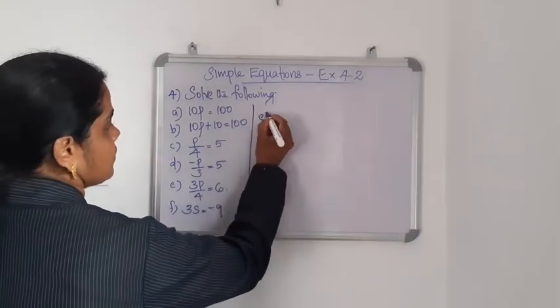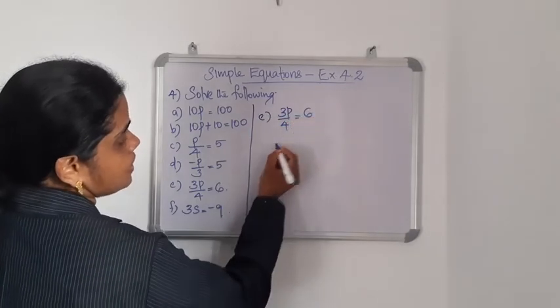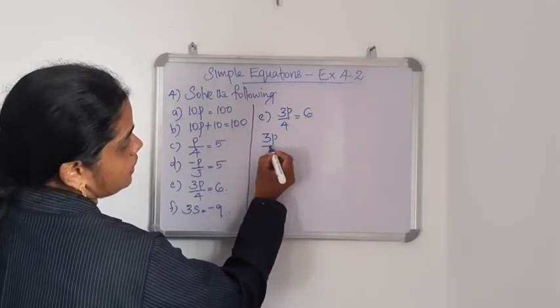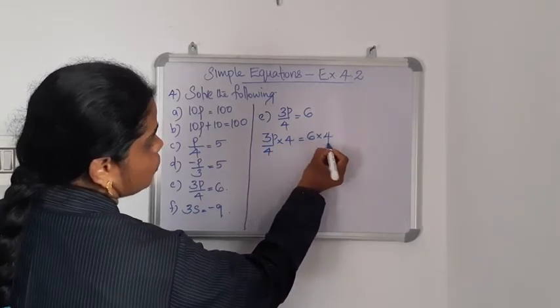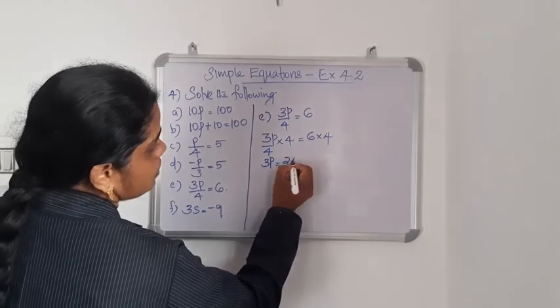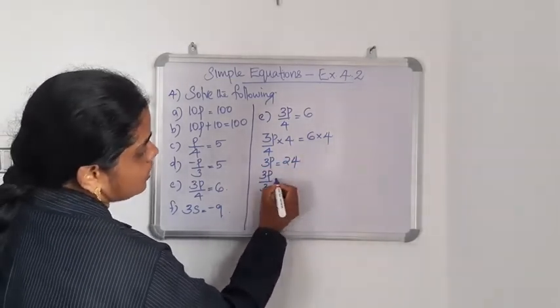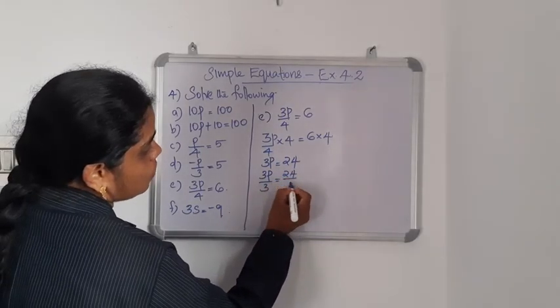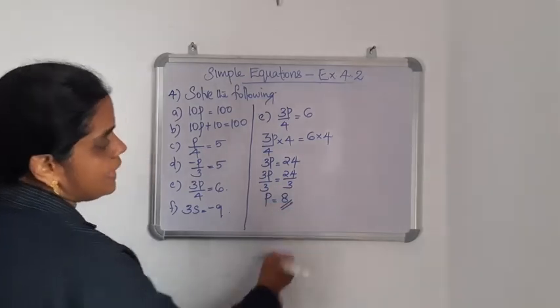E question. 3p by 4 equal to 6. First we can multiply with 4 on both sides. 6 into 4. So 3p equal to 6 4s are 24. Now we can divide by 3. 3p by 3 equal to 24 by 3. So value of p is 8.